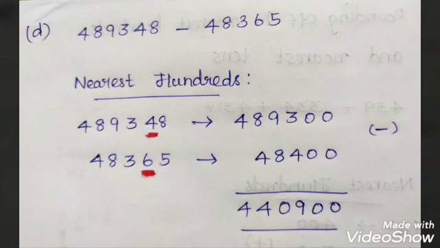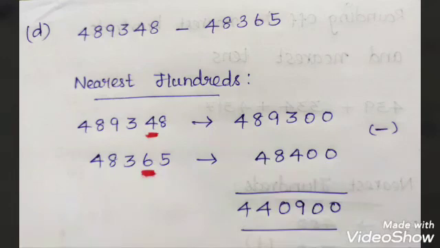4,89,348 minus 48,365. Nearest hundreds. Hundreds means which place you have to see? Tens place you have to see. What is your tens place? 4. 4 is less than 5 or greater than 5? Less than 5. So what do we have to put? The last 2 digits will be 0. The remaining thing as it is. Right?